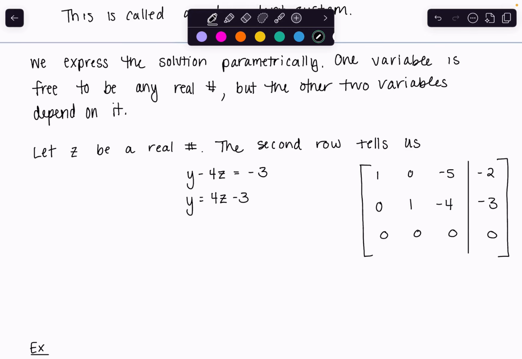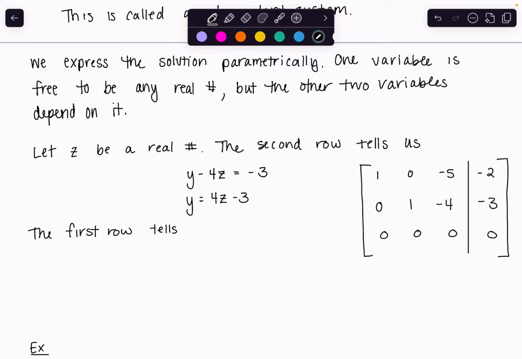Okay. So once I pick a value for z, say z is equal to 5, I now know what y is equal to. It's 4 times 5 minus 3. When I pick z to be 2, again, I just plug it in here. That tells me the y coordinate for my point. Then I look at the first row.